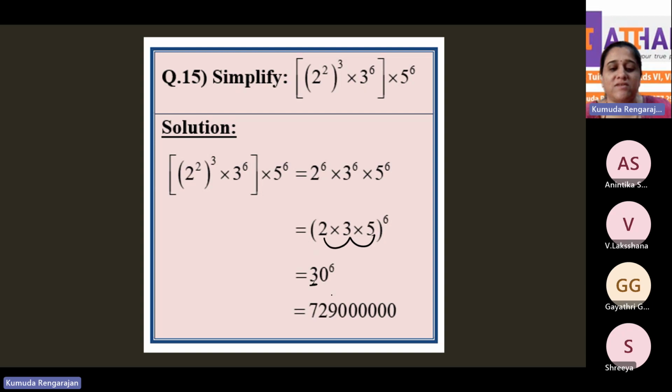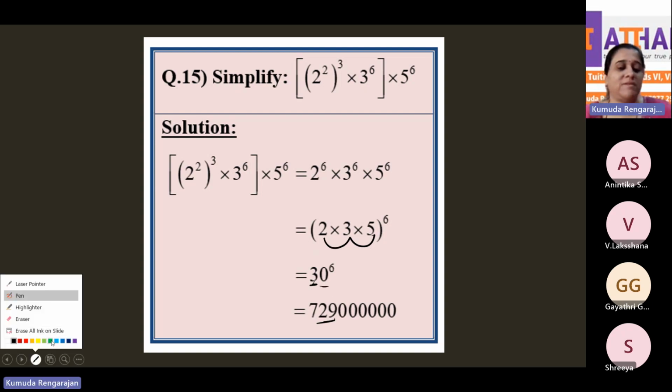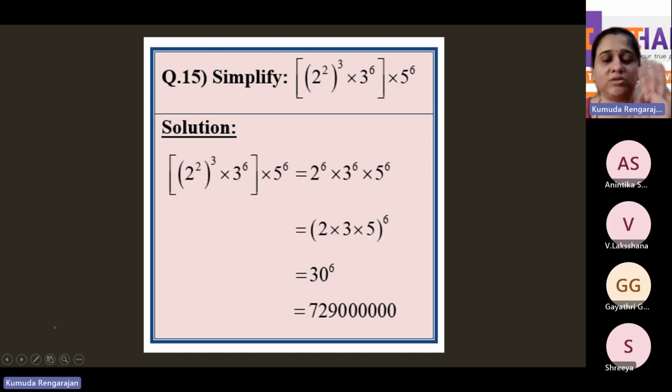3 to the power 6 is 729, followed by 6 zeros. 30 to the power 6 is 30 into 30 into 30 into 30, 6 times. 30 multiplied with itself 6 times. So 3 multiplied with itself 6 times is 729, followed by 6 zeros. Yes, children. Done? Yeah, ma'am.